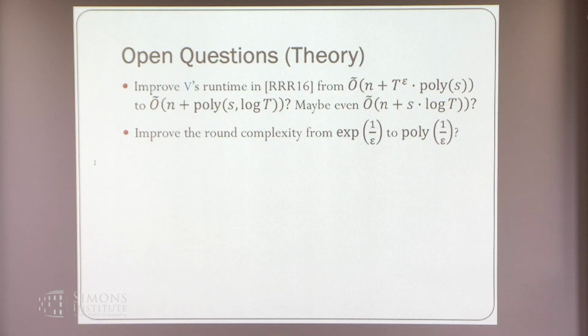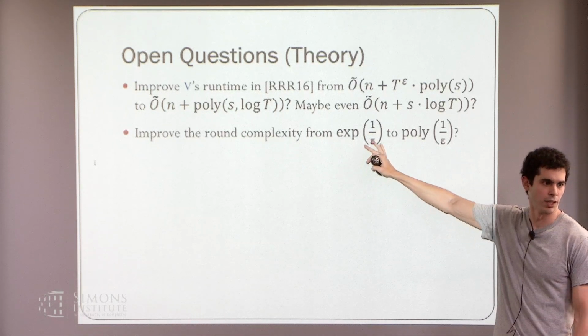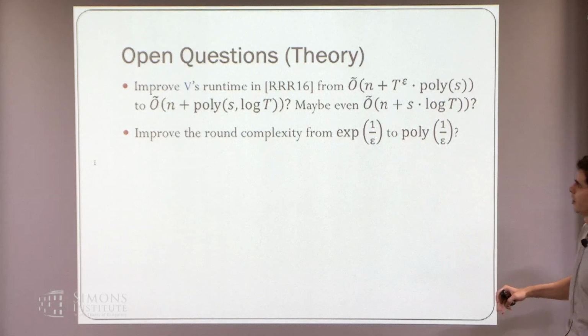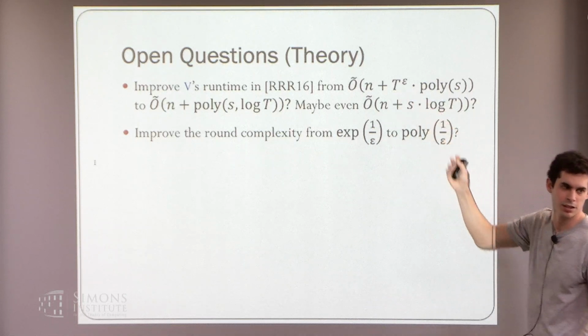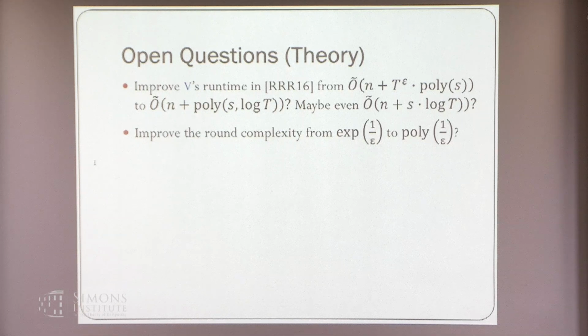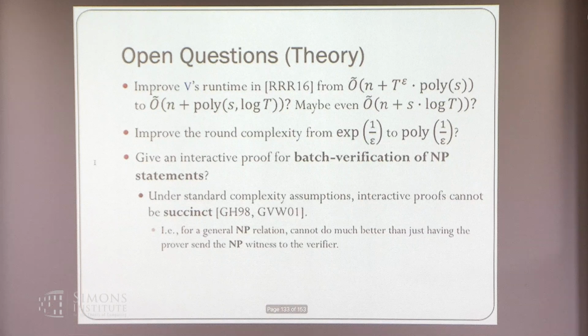So obviously, since RRR is the state-of-the-art doubly efficient interactive proof system, if you're looking for generality, there are nice questions about just improving the quantitative nature of RRR. Does the number of rounds really need to be exponential in 1 over this epsilon parameter? Can it be polynomial? Do you really need this t to the epsilon? These are technical questions, but this is such a central question: for what problems can we get doubly efficient interactive proofs? I think these are really important, even if they are technical.